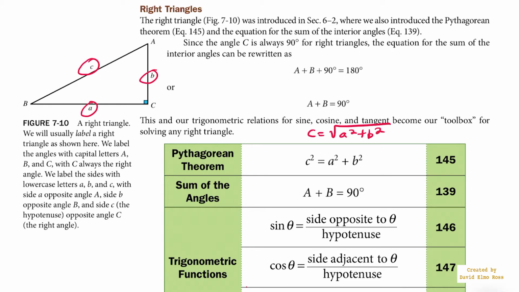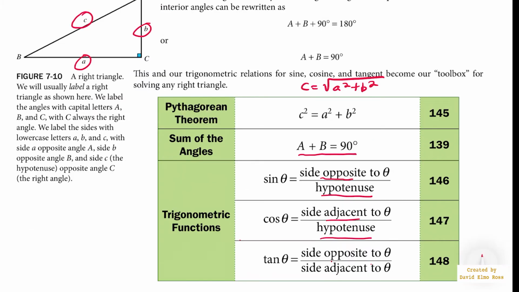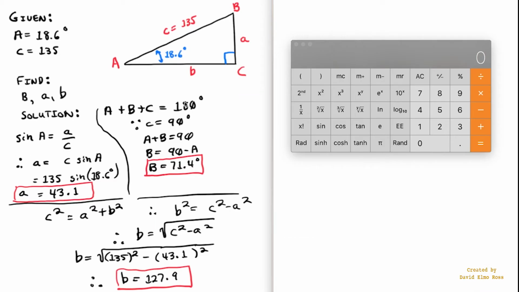So the sum of the other two angles, as we showed, a plus b, is 90. The sine is the opposite over the hypotenuse, the cosine is the adjacent over the hypotenuse, and the tan is the opposite over the adjacent. Now as you remember, the cosecant is 1 over the sine, the secant is 1 over the cosine, and the cotangent is 1 over the tan.